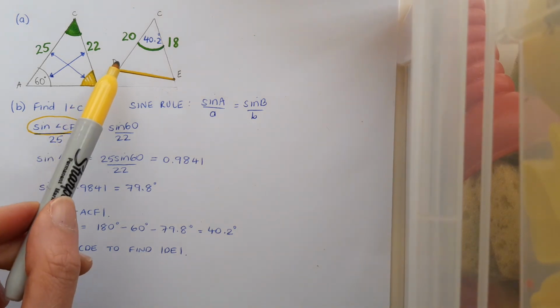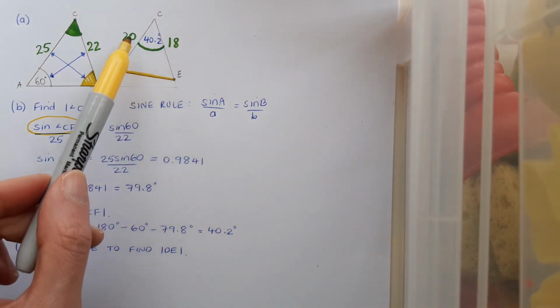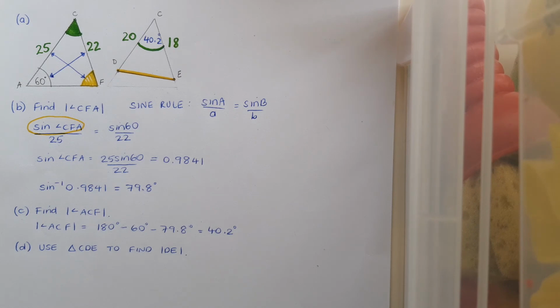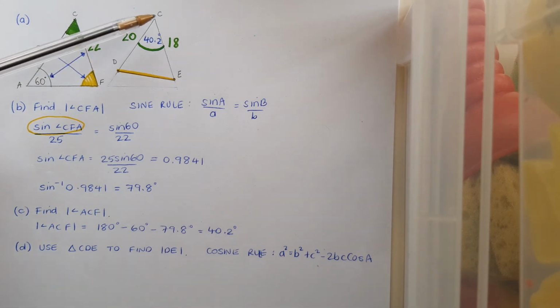You can see here that I've got two sides and the included angle. So that always lets me know that I can use the cosine rule. The first thing that I'll do is make a note of the rule. The cosine rule is a squared equals b squared plus c squared minus 2bc cos A. It wouldn't be a bad idea to go up here first of all and label this triangle with the a's, b's and c's.